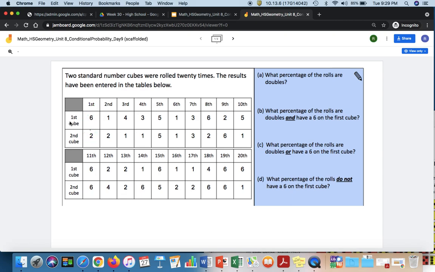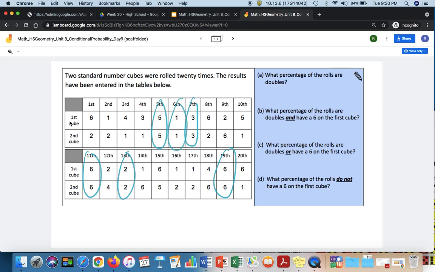Now let's take a look at our first question here. What percentage of the rolls are doubles? For this, let's take a look at this sample space and circle every double we see. It looks like we have a double on our 5th row, a double on our 7th row, a double on our 11th row, 13th row, and 19th row. Let's make sure I didn't miss any here. Oh, I missed one on the 6th row.